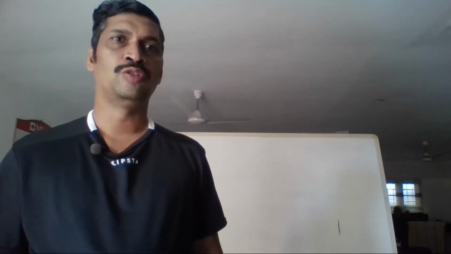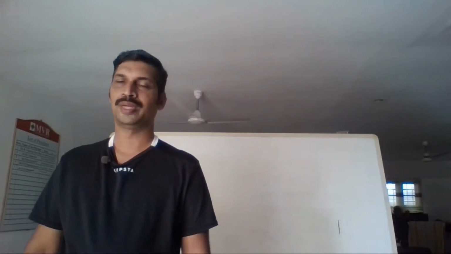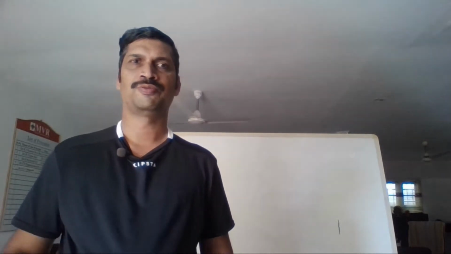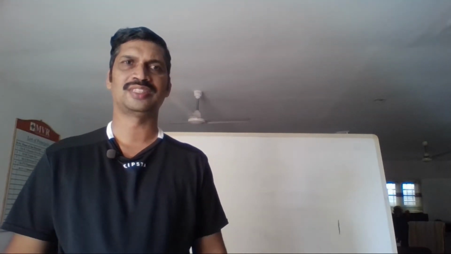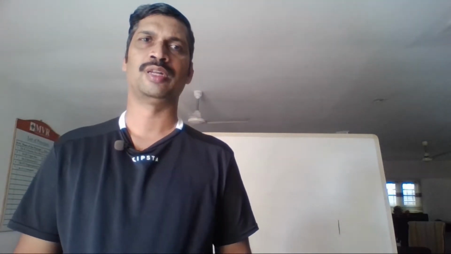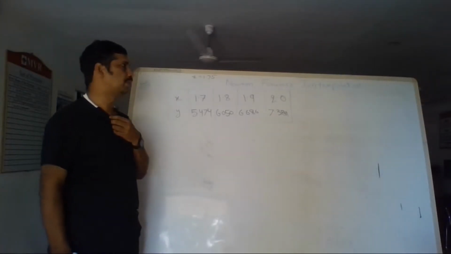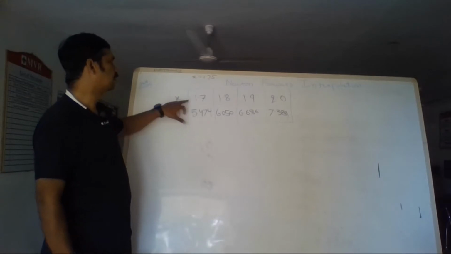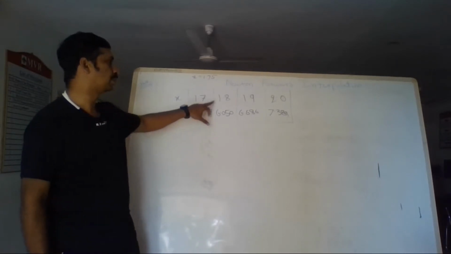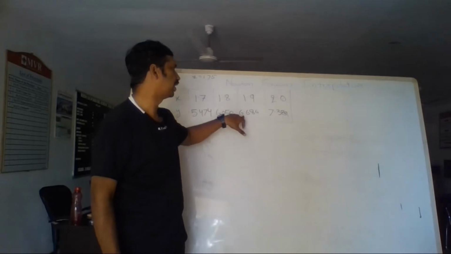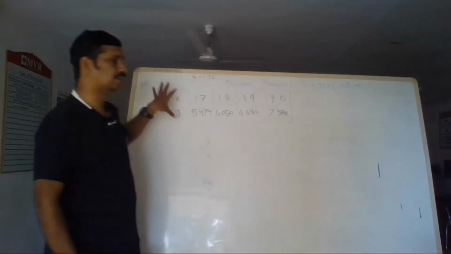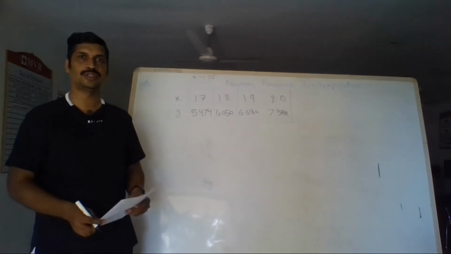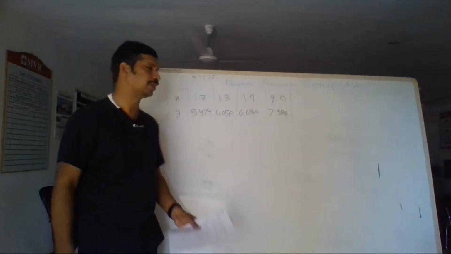Similarly, if we apply Newton forward interpolation or Newton backward interpolation methods, all the values of x must be equally spaced. Only then can we apply these methods. Newton forward interpolation: the values of x are 1.7 with y 5.474, 1.8 with y 6.050, 1.9, 2.0, these are the values. Solve this problem using the Newton forward interpolation method.